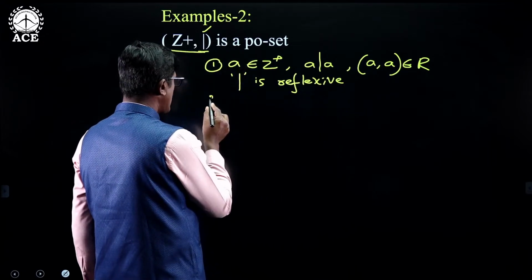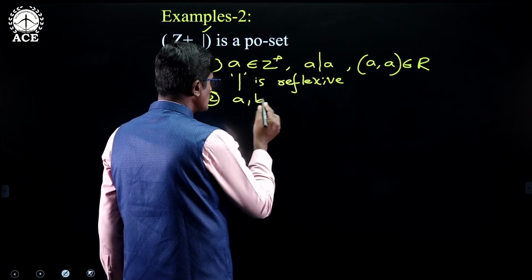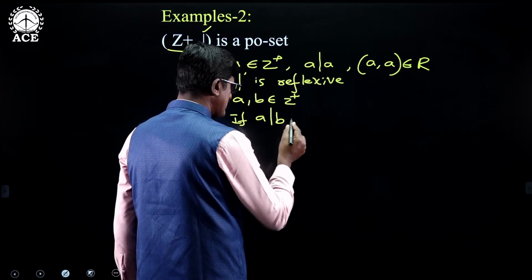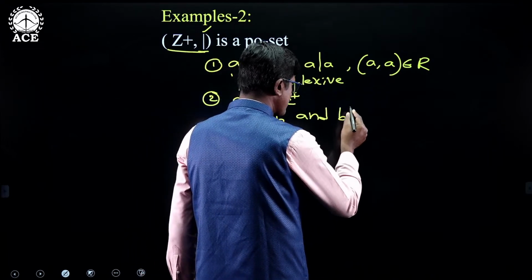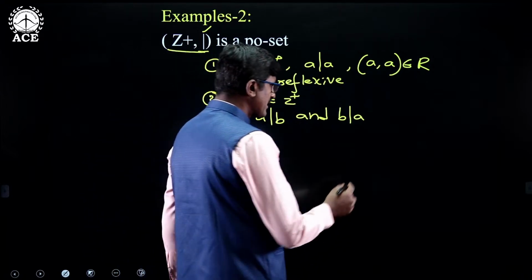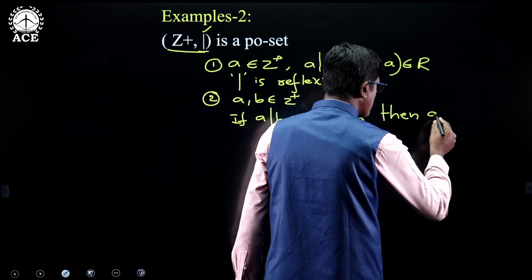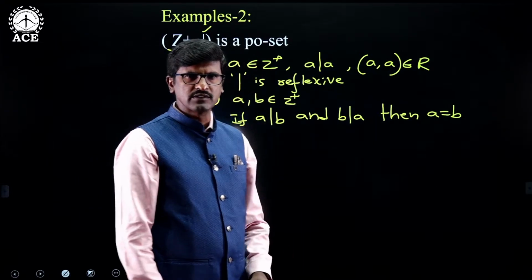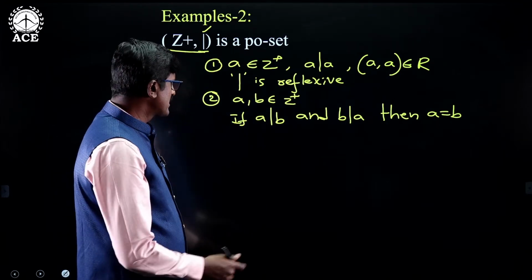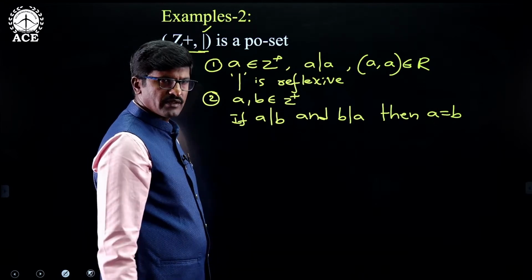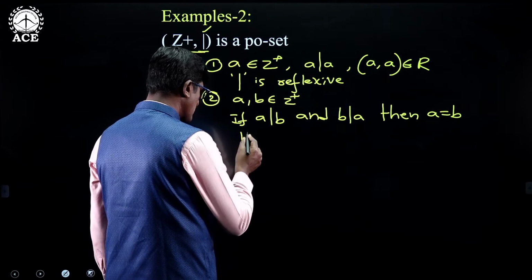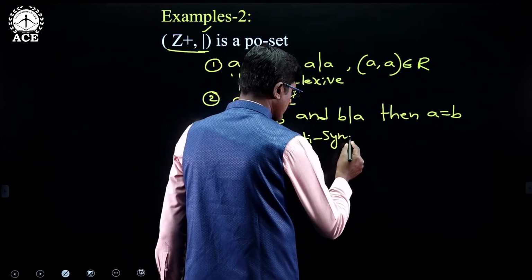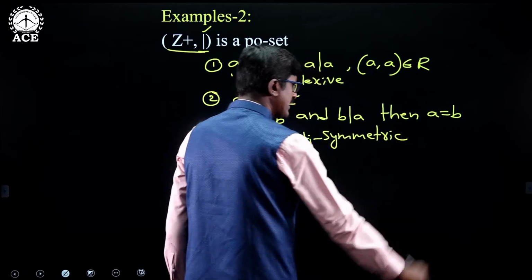Next, the second one is antisymmetric. A, B belongs to Z plus. If A divides B and B divides A, then it is possible only when both of them are equal. If A is dividing B and B is dividing A, then both of them must be equal. If one number is dividing another number, and the other number is dividing this number, it means they are equal. Therefore, the relation divisibility is antisymmetric.